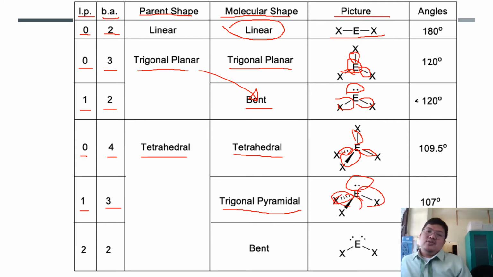So, paano naman ngayon, sir, kung dalawa na yung lone pair? Ayan, may dalawang lone pair, merong dalawang bonded pair. So, the parent shape would still be tetrahedral, pero the molecular shape would be bent. Ayan, medyo bent siya, na parang ganyan.